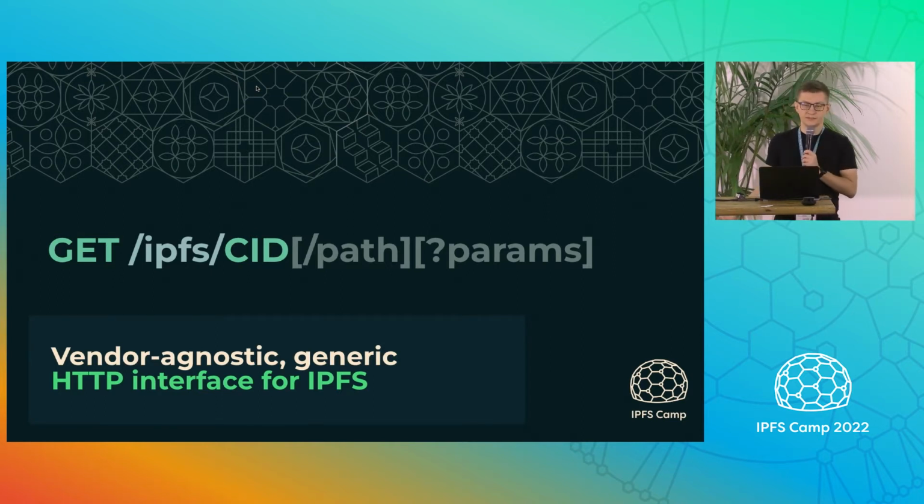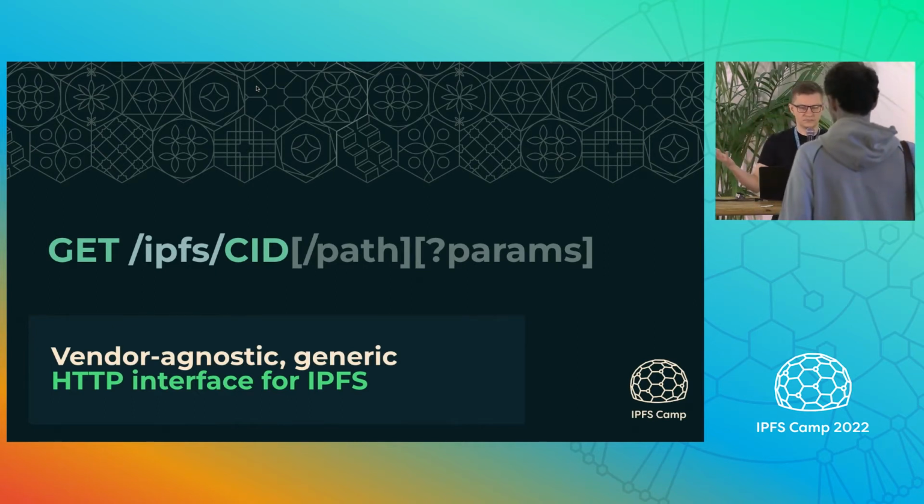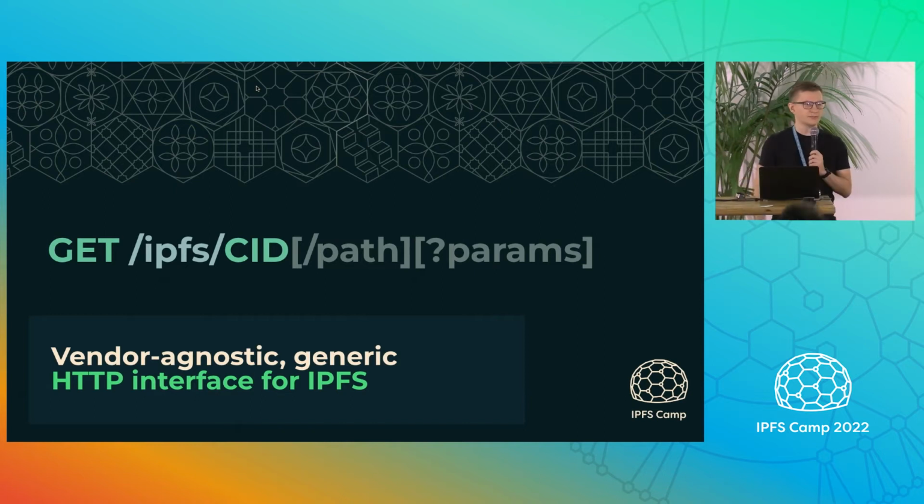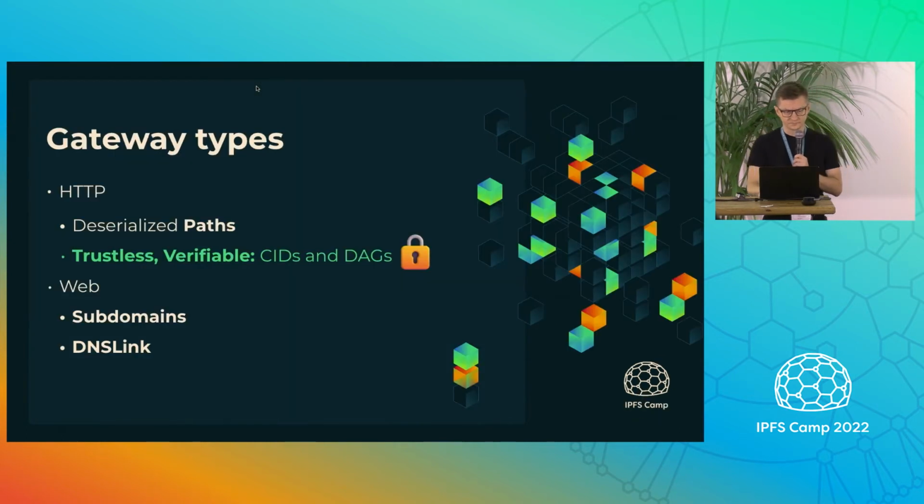You may have seen API v0 endpoints. Those are Kubo RPC endpoints specific to the oldest implementation, which has a very big surface. The gateway is vendor-agnostic. It's a thing that implementations can follow to test interop, to provide the generic interface that looks the same no matter what implementation is used on the backend.